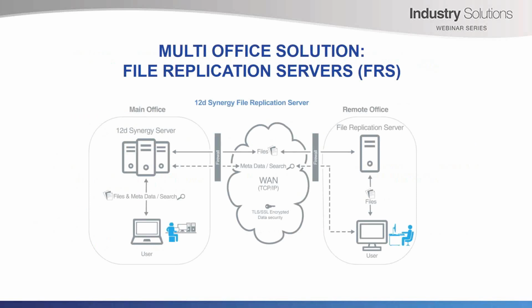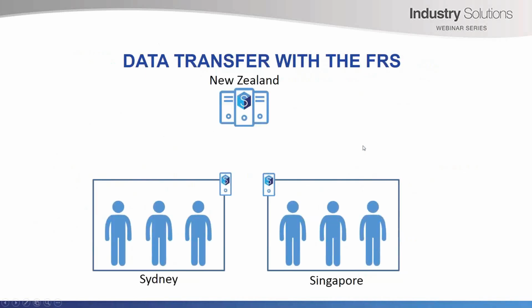So with the file replication servers, the layout of your landscape is a little bit different. You still have your central office with the 12D Synergy server and a user connecting from there. But they go back to their central server for files and metadata. Out at your remote office, you have a file replication server, and the user goes back to the master server for their metadata, but to the file replication server for their file transfer. And the file replication server does the work of going back to the main office to transfer those files for them. So how does that work with that scenario we discussed before?